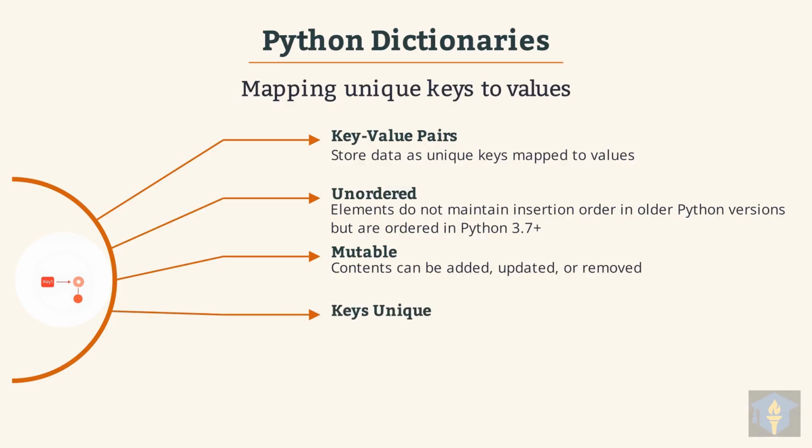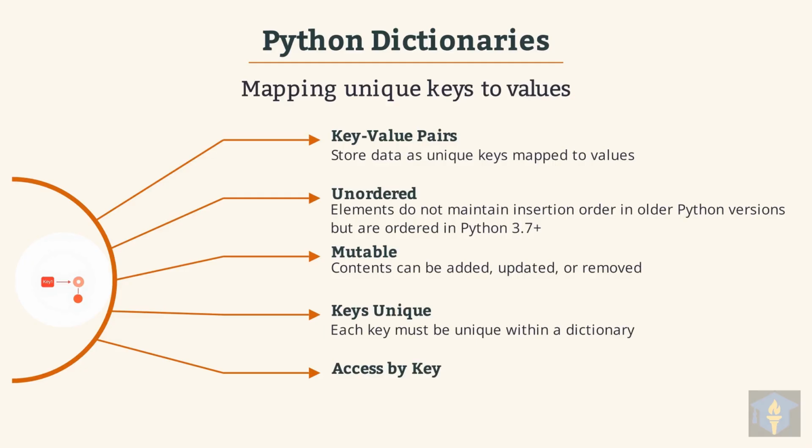A crucial rule for dictionaries is that all keys must be unique. Indeed, each key within a dictionary must be unique, preventing any ambiguity in data access. The primary way to interact with a dictionary is by accessing its values using their keys. Values are retrieved very efficiently by using their associated unique keys, ensuring quick data lookup.